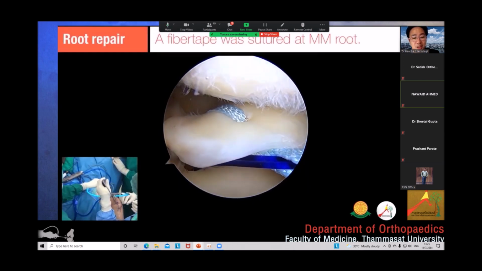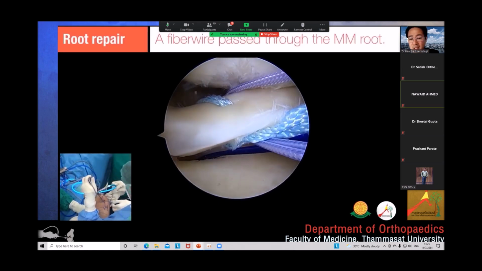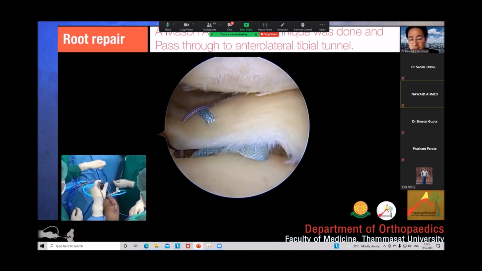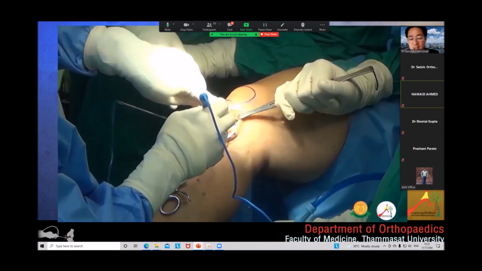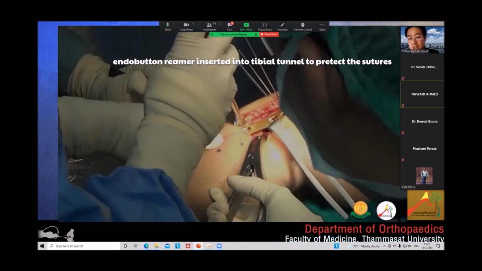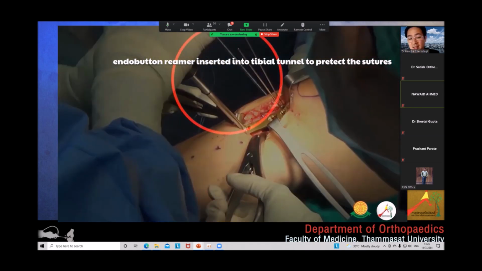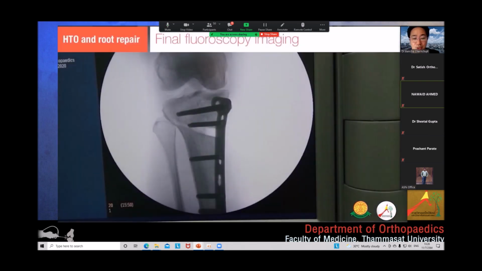So in this situation, I will do not just a root repair, I need to do axis correction if the patient has joint space narrowing and also some cartilage damage. I start my root repair first using the transtibial technique, and then we do HTO after that. I protect the suture using a metal rod. Then I do HTO, and it's safe because you protect your suture all the time during the HTO surgery. Then you tie the knot over the post after surgery.